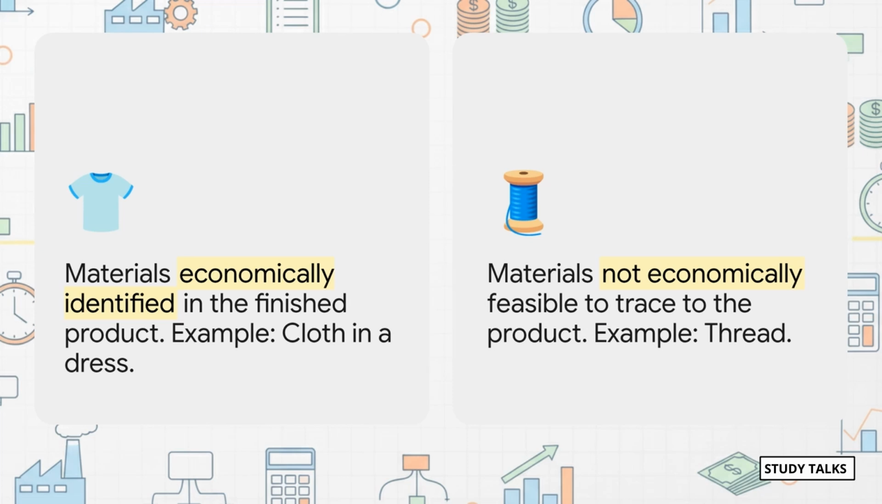Now listen very carefully, because this is where marks are lost. Sometimes a material might seem direct, but it's so small or cheap that it's just not practical or economically feasible to track it per dress. In that case, we just treat it as indirect material. ICAI absolutely loves to test this little exception.